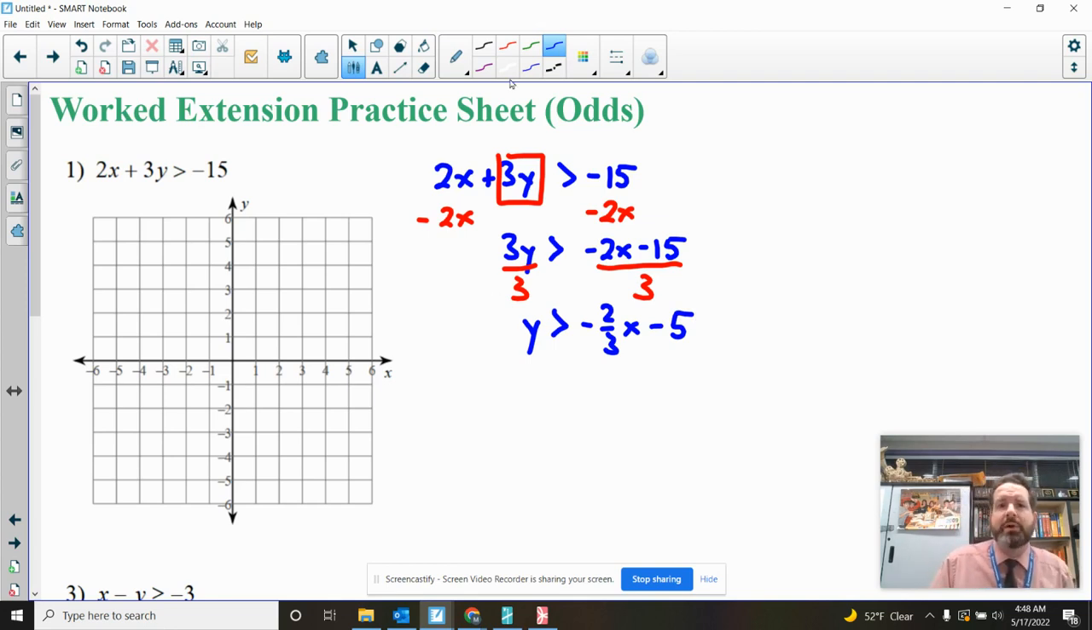Okay, we are now in slope-intercept form. Let's do some graphing. To start with, the y-intercept is at negative 5, so on the y-axis I put my first point at negative 5. For the next point, use your slope. Since it's negative, I'm going to be going right and down: 2 down and 3 to the right.